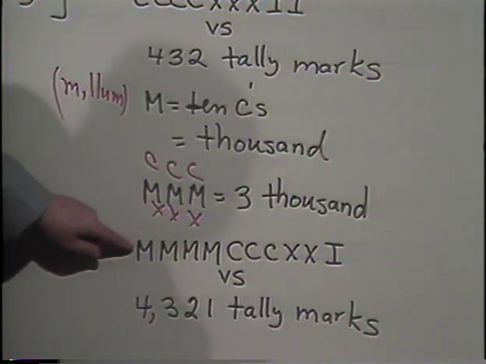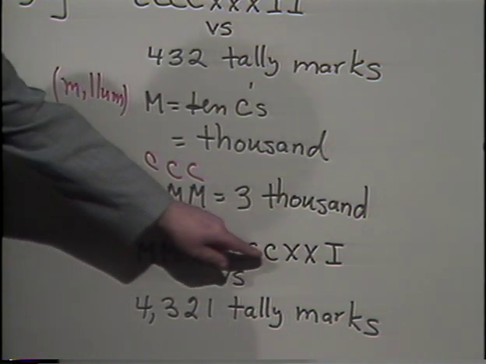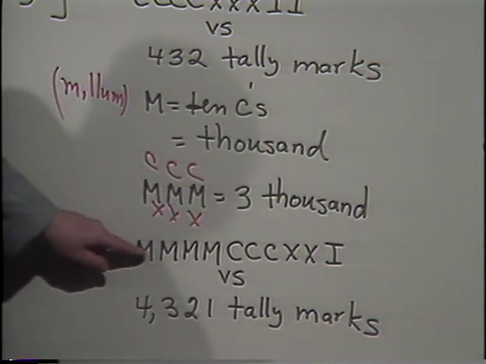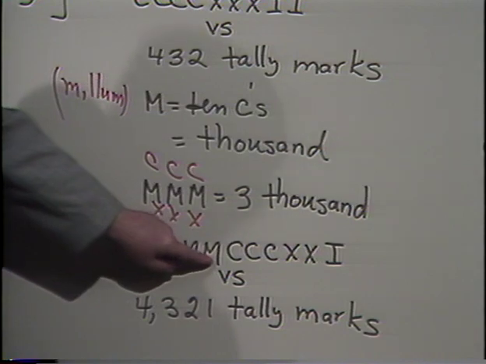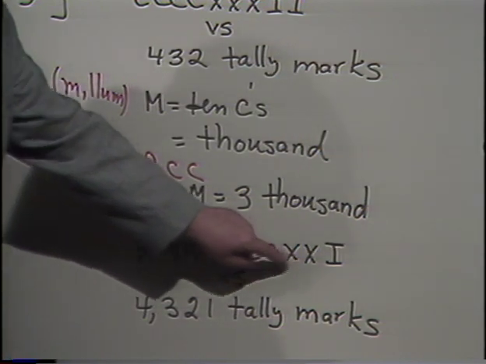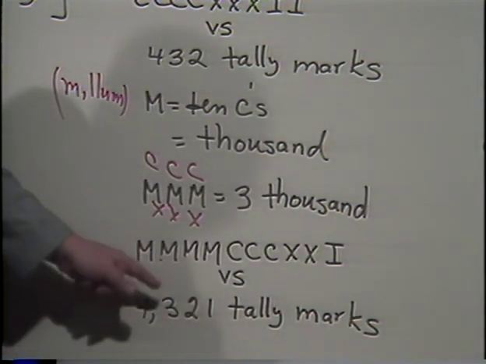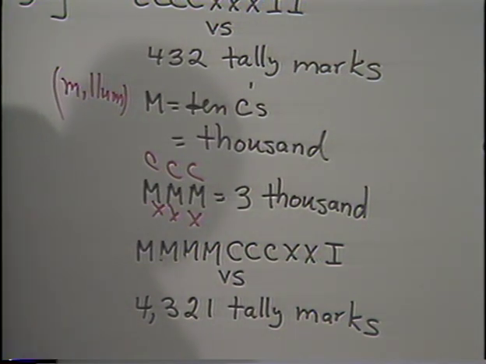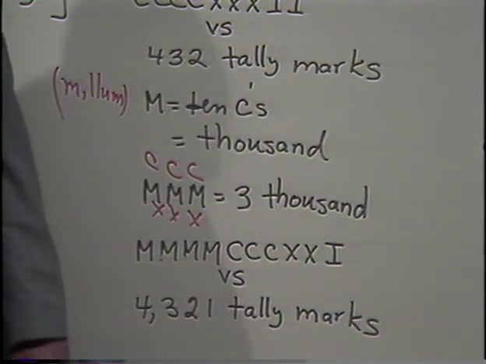So for example, if I write down 4 M's, 3 C's, 2 X's, and an I, that's what? 1, 2, 3, 4, 4,321, which is a tremendous improvement over 4,321 tally marks.